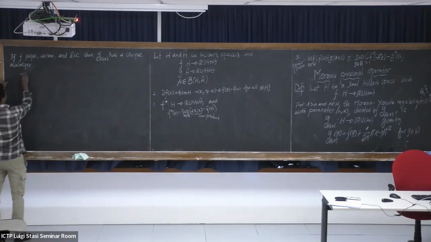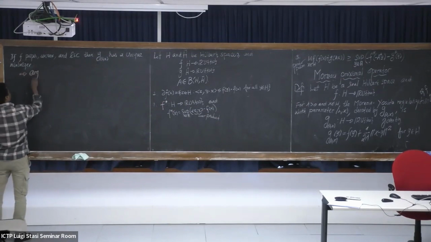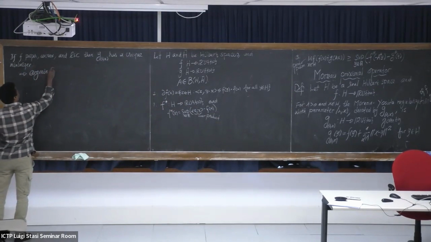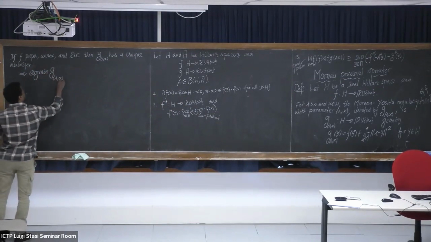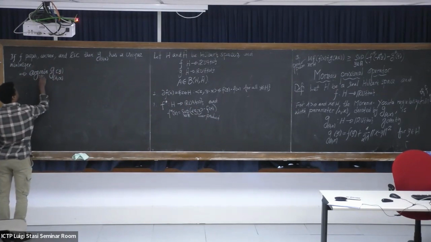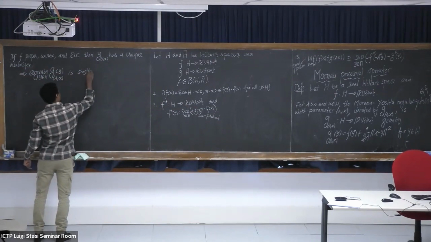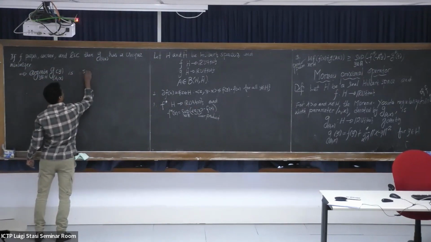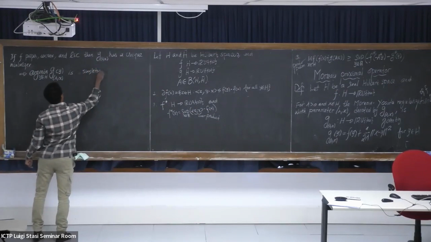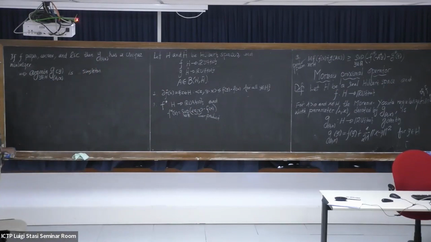This implies that the argmin of the Moreau-Yosida regularization over y in H is a singleton, as it has a unique solution. So we can have a mapping using the Moreau-Yosida regularization. That mapping is called the proximal operator.